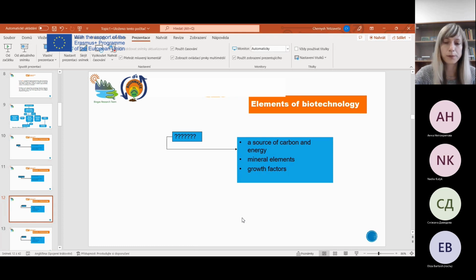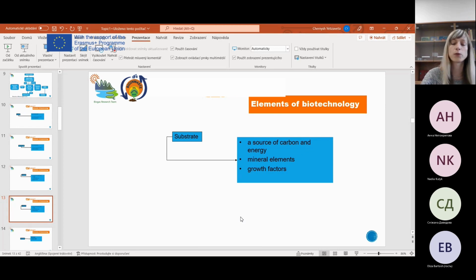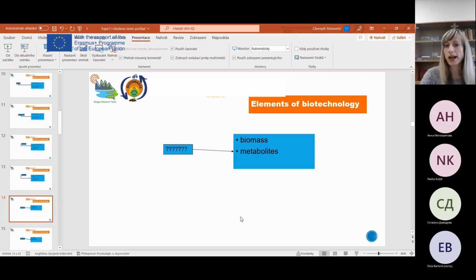You see the presentation, and we have the next element of biotechnology: source of carbon, energy, mineral elements, growth factors. It's also a very important element of biotechnology, and this is the substrate. Substrate is the food for the biological agents involved in biotechnology. The next element of biotechnology is biomass and metabolites; different types of metabolites can be produced, and they are also elements of biotechnologies.